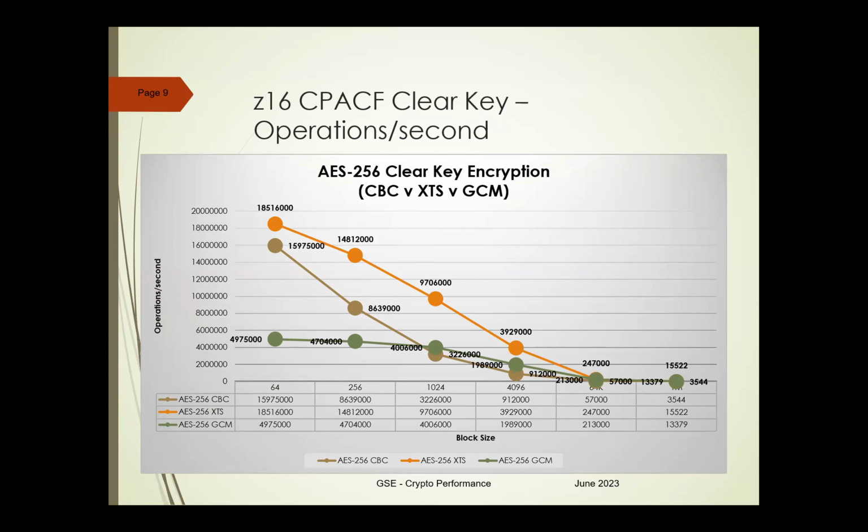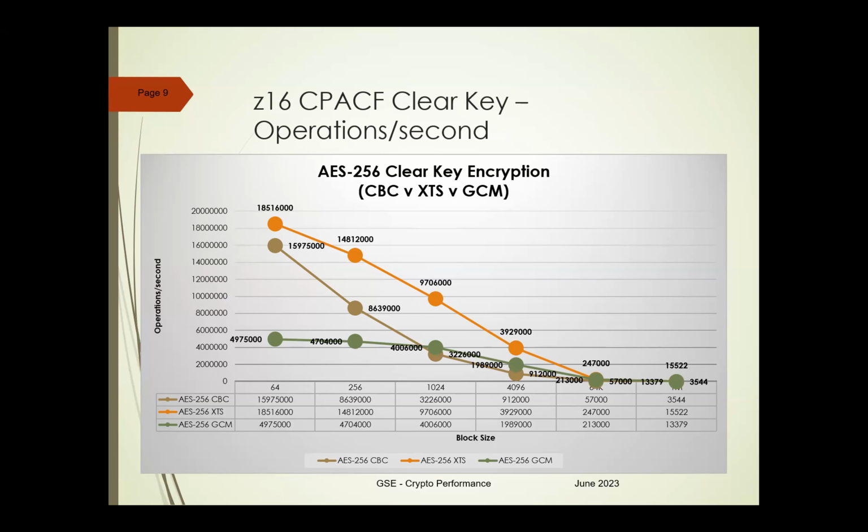Again, William talked about this in his network performance encryption session a little bit earlier. This document is comparing cipher block chaining to ciphertext stealing to Galois counter mode operation. CBC has been around a long time. XTS and GCM are a little bit more recent.